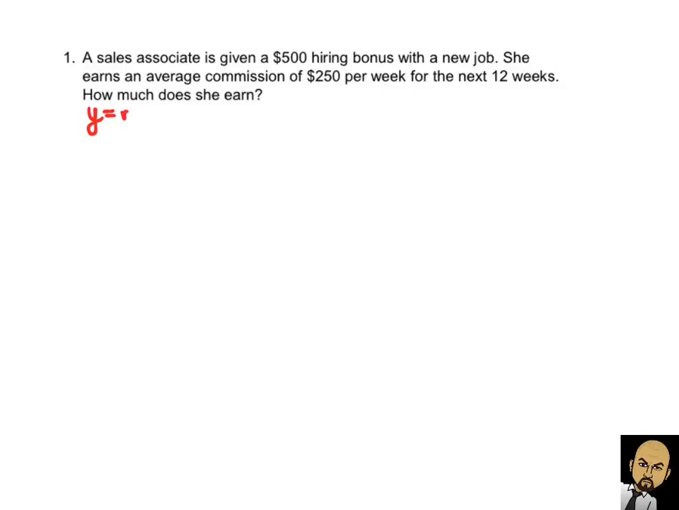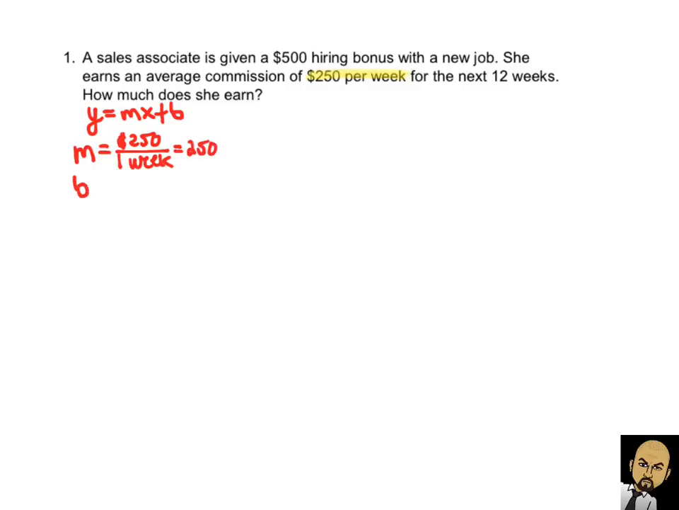Well, the first thing we need to do is write an equation in the form of y equals mx plus b, which is the slope-intercept form. So first we have to figure out the slope. Those of you that had me, you have to remember that the slope is going to be the unit rate. In this case, the unit rate is $250 per week, and so the slope is 250.